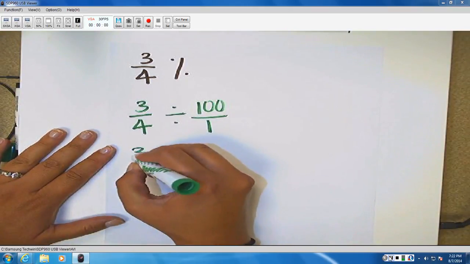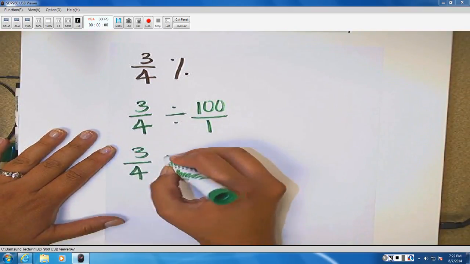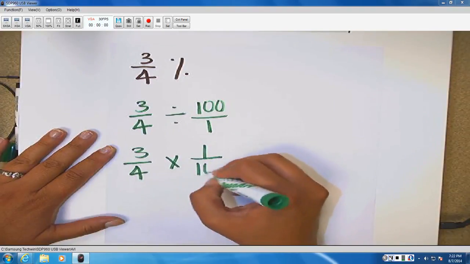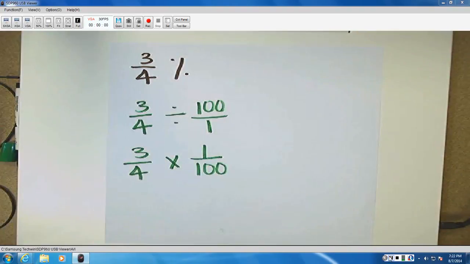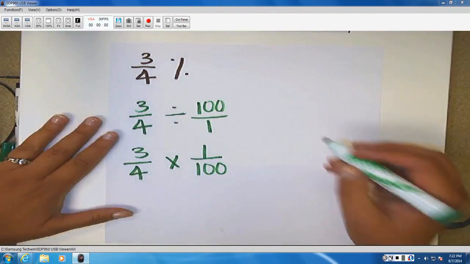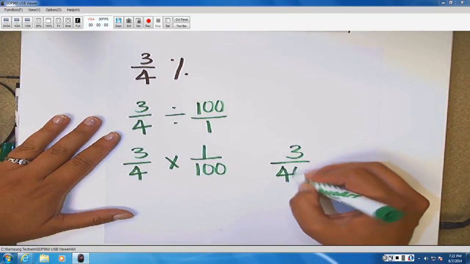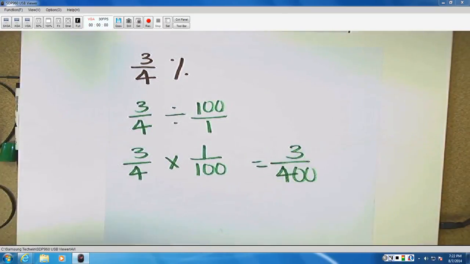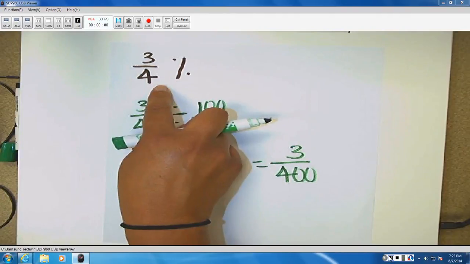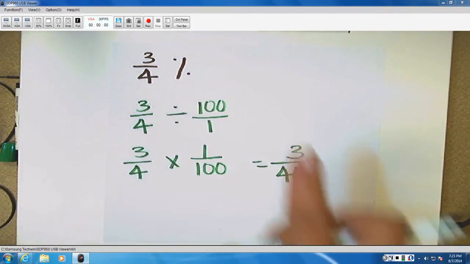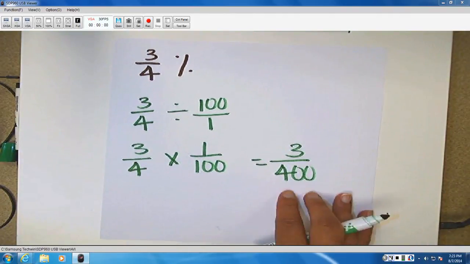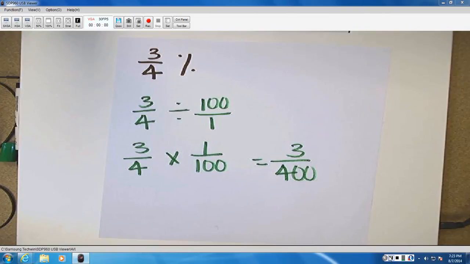So we end up with 3/4 times 1/100th, and now we'll just multiply across. And we end up with 3 over 400. And that's actually our final answer. 3/400ths can't be reduced any further. So when we take 3/4 of a percent and we turn it into a fraction, we get 3/400ths.